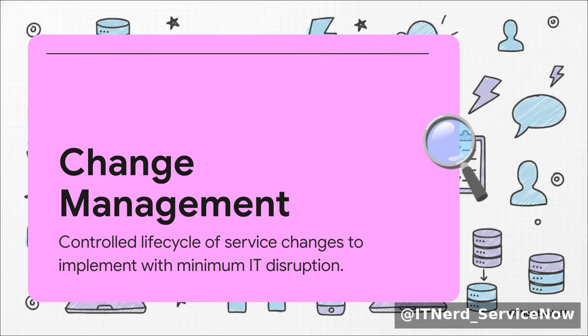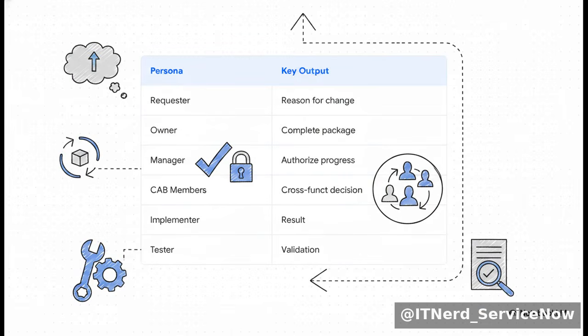You are documenting the risk, the impact, the implementation plan, the validation plan, and, this is absolutely crucial, the rollback plan, all in a controlled ServiceNow record. Why does this matter so much? Well, because it gives you complete auditability, and it guarantees the right stakeholders have actually reviewed the change before anything goes live.